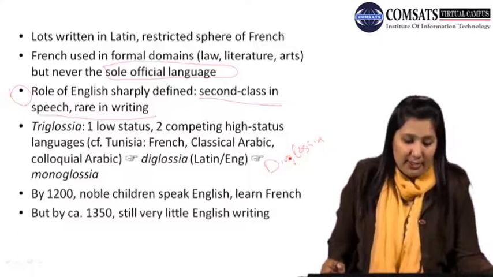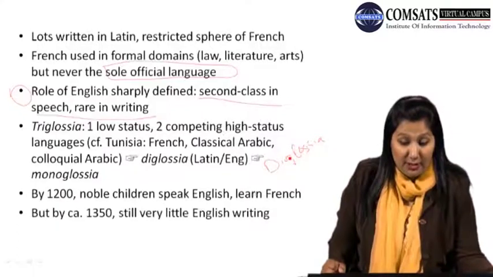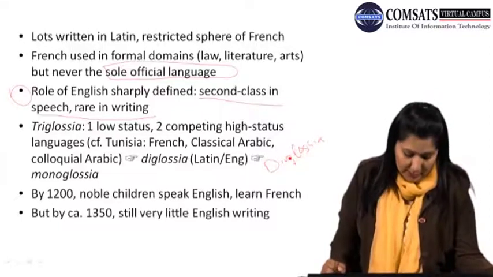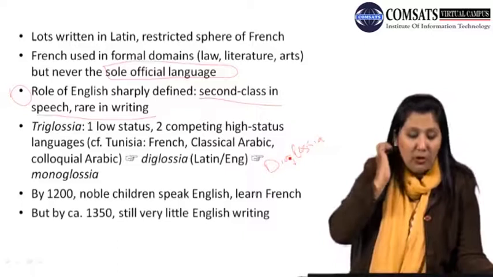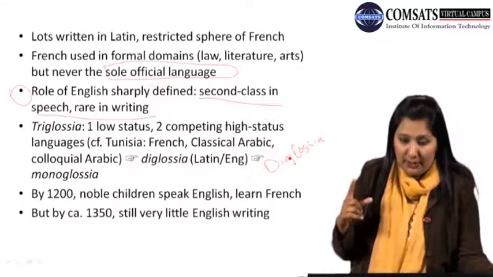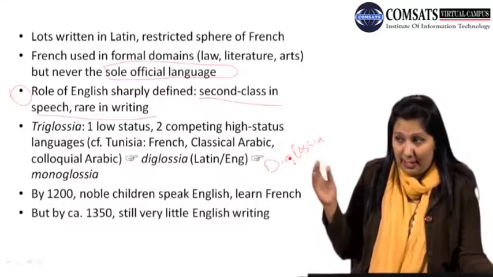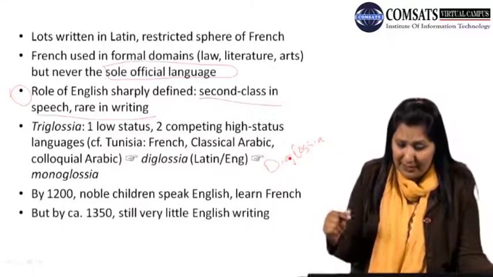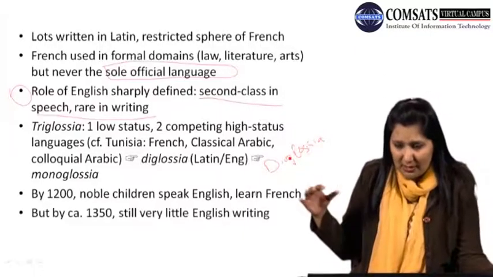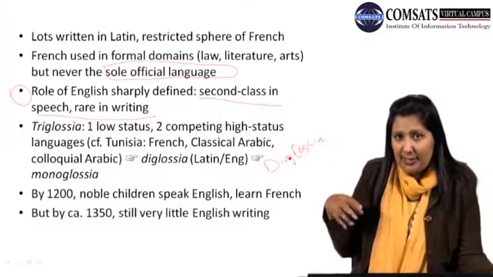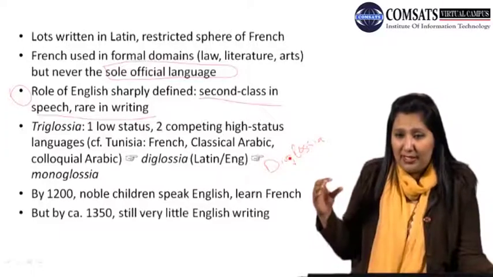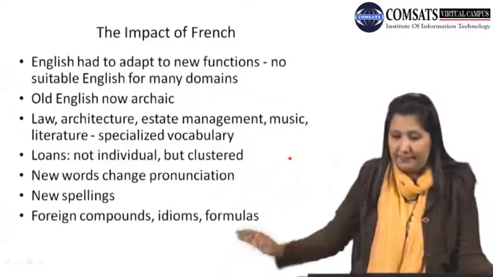By 1200, noble children speak English and learn French. A great transition in history. By 1200, noble children used to speak English, whereas they used to learn French as well. But by 1350, still very little English writing was done. Again, as these were oral cultures, with oral traditions going on, very little emphasis was given to writing.